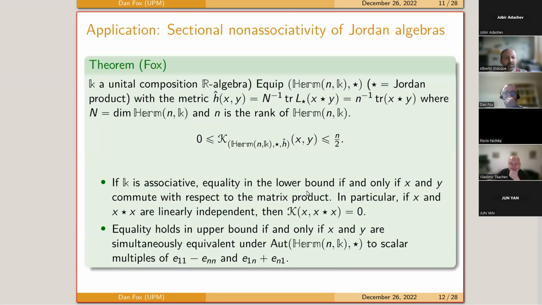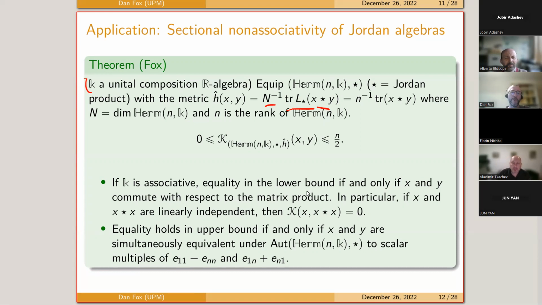So let me just state what I mean. Here I want to think about a unital composition R-algebra, so real numbers, complex numbers, quaternions, octonions. And I'm equipping the n by n matrices over K with the usual Jordan product, where n is three if K is the octonions, so that this is actually a Jordan algebra. And I'm going to equip it with the metric, which is what I called the Koszul form earlier. And then I'm normalizing it by some dimensional factor. And of course, the normalization is important when you interpret the inequalities below.